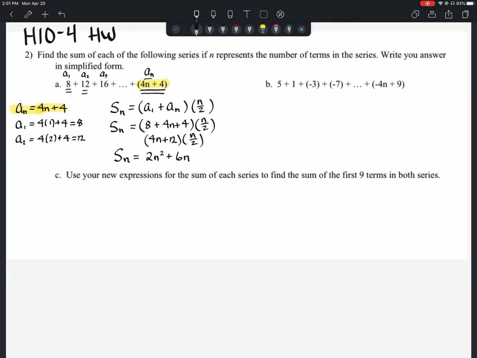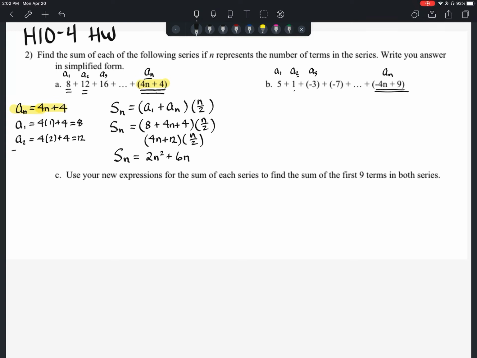Now let's go ahead and do the same thing with B. With B, we've got our first term here. Our a sub 1 is 5, a sub 2 is 1, a sub 3 is negative 3, and it goes all the way over until we get to our a sub n. So rather than writing everything out like I did explaining that there, hopefully that's making sense with the a sub 1, sub 2, sub 3. If I plugged the 1 into the rule, that's where I get the 5. If I plug the 2 into the rule, that's where I get the 1, and so on.